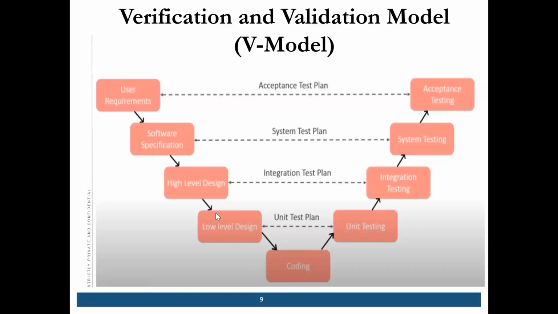Now talking about the right hand side, which demonstrates the testing activity, or the validation phase. We will start from the bottom, that is unit testing. On the low level design, as I told you, we execute the unit test cases. What are unit test cases? White box testing. We will learn about white box testing also later. So what is white box testing? Can anyone tell what the white box testing technique is? Well, whatever code can be seen, that is called white box.